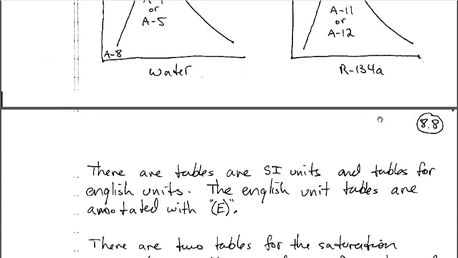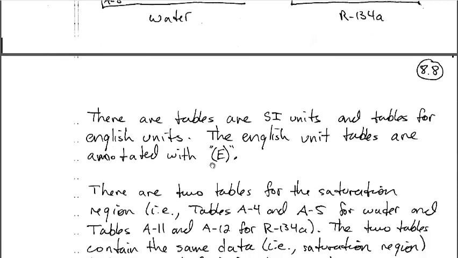Okay, so when you look in the back of your book, you'll notice that you actually have two sets of tables. One set of tables contains the International Standard Units data, and the second set includes the property data with English units. The English unit tables are annotated with the letter E, and you do want to pay close attention to that, because if you have metric units and you're looking in the English tables, obviously the values that you look up will be incorrect. So you want to pay close attention to that.